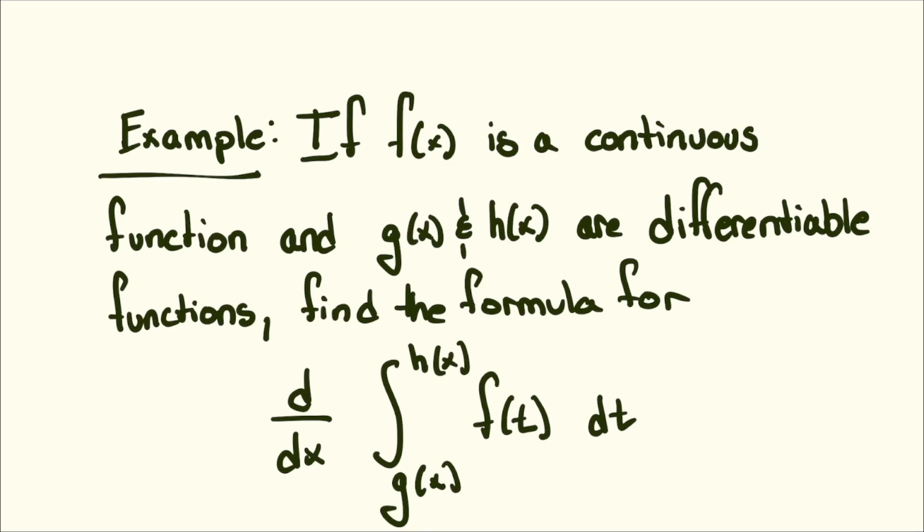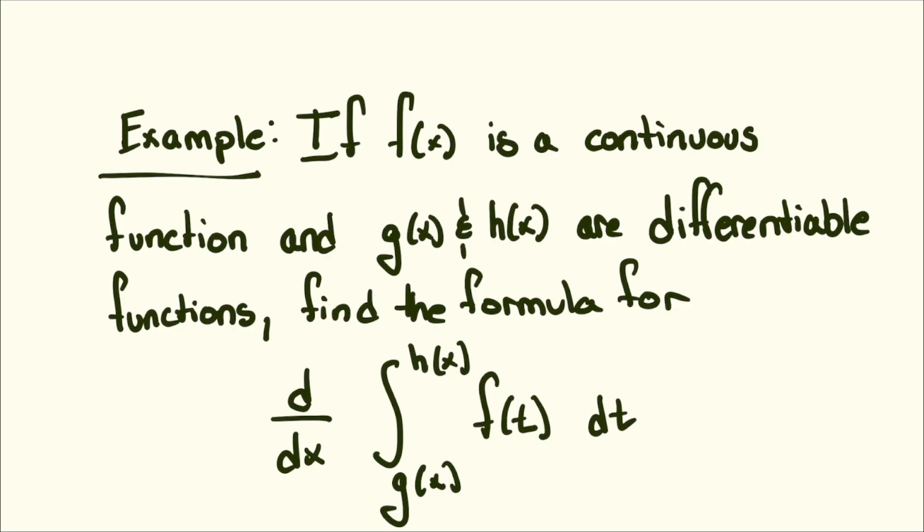We're going to be looking for a formula for this really interesting function here. We're taking the derivative of an integral. Our integral is starting at a function g of x. It's going to a function h of x, and it's the integral of f of t dt. We know some facts about what we're looking at. First of all, f is continuous, and second of all, g and h are differentiable.